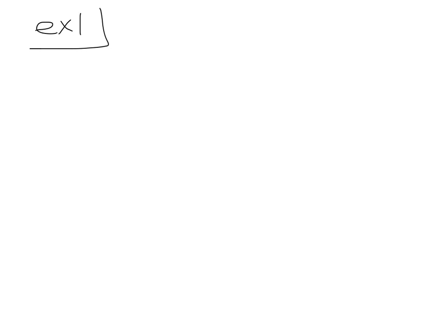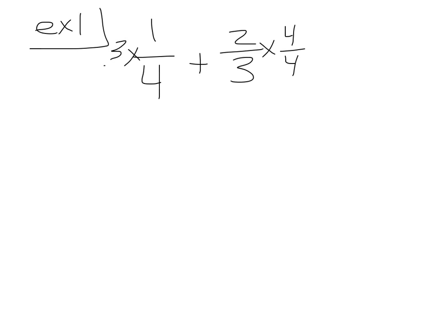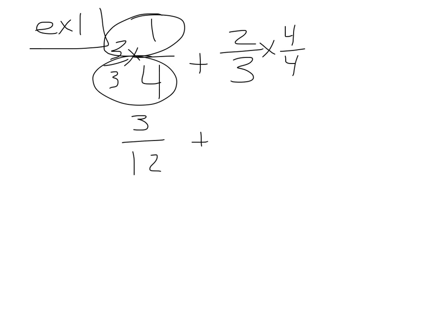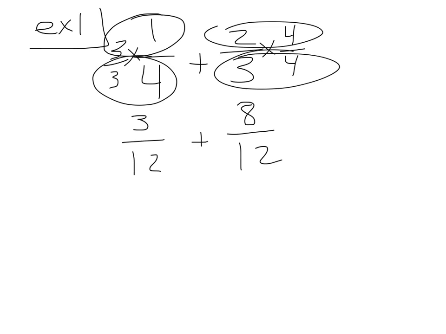Here's example 1. We've got 1/4 plus 2/3. We need the bottom numbers to be the same, so we've got to get common denominators. So I'm going to times this fraction by 4/4 and this fraction by 3/3. And what that's going to give me is 3/12. 1/4 is the same as 3/12 plus 8/12. So now I have common denominators.